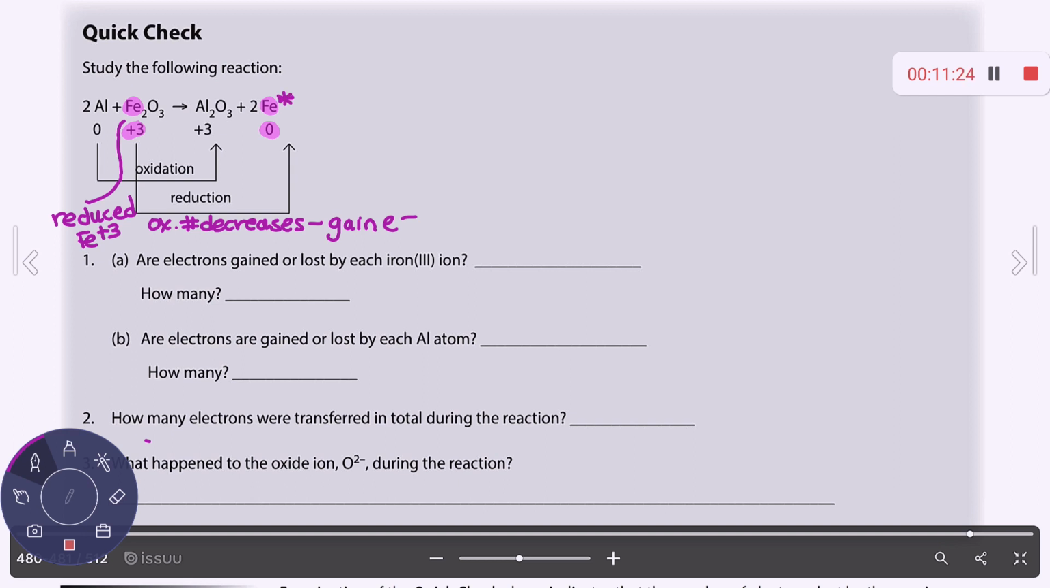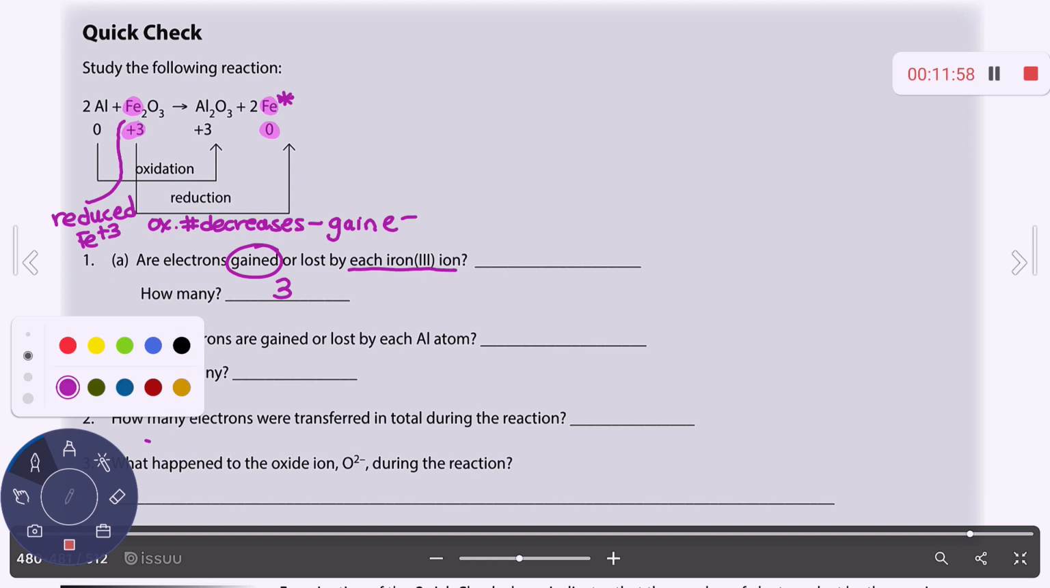Okay? Now, are electrons gained or lost by each iron ion? Gained. Okay. How many? I went from a +3 to 0. 3. Is there a subscript or a coefficient on the iron? 6. So by each iron ion, it is gaining 3, right? For each one of them, because there's 2 of them, okay?